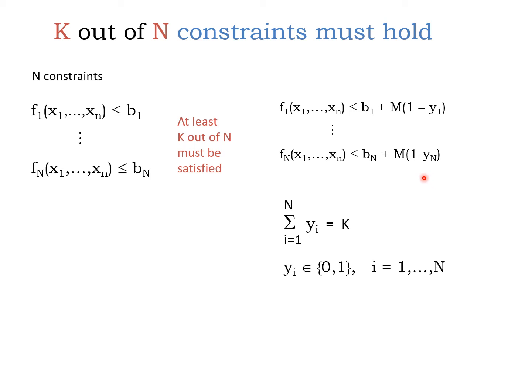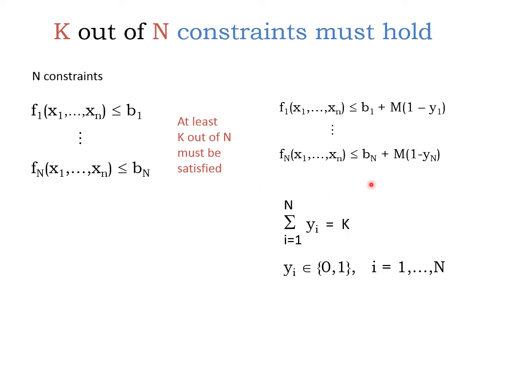So what I do is multiply all these constraints. There are n of these constraints, with right-hand sides b1 to bn, so I come up with n binary decision variables. y1 is 0 or 1, y2 is 0 or 1, and so on. I multiply all the constraints by M times (1 minus yi), and then I add the constraint that the summation of the yi's should be exactly k.